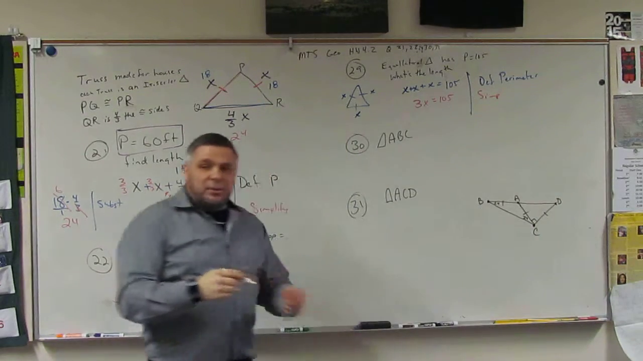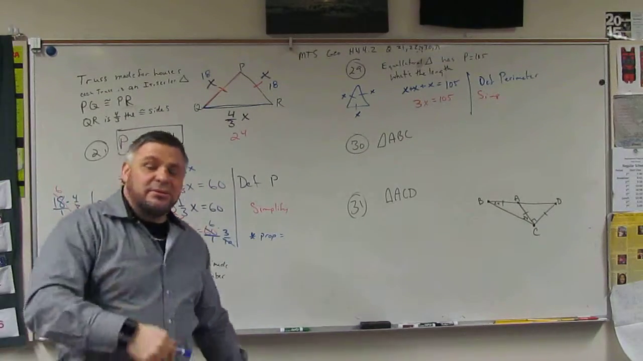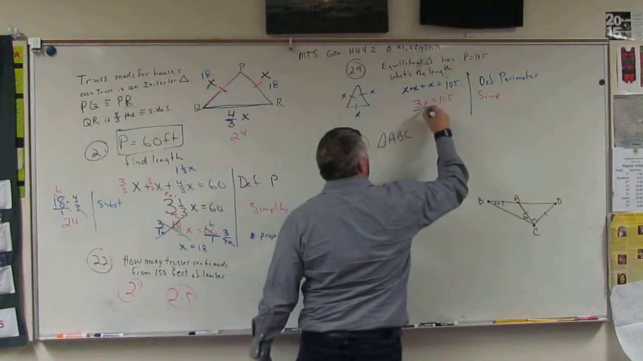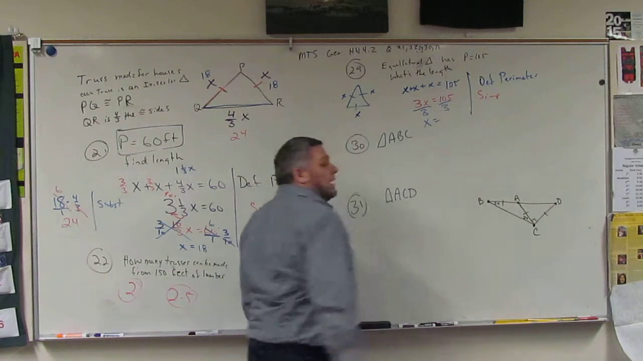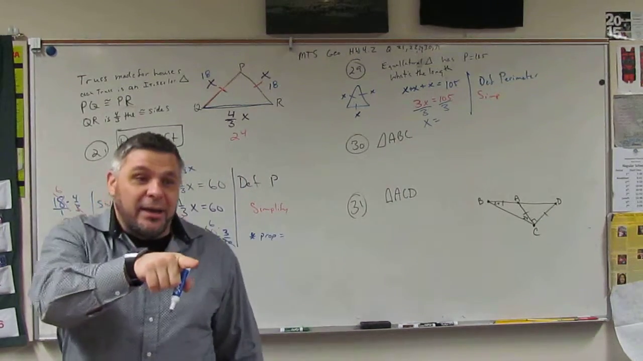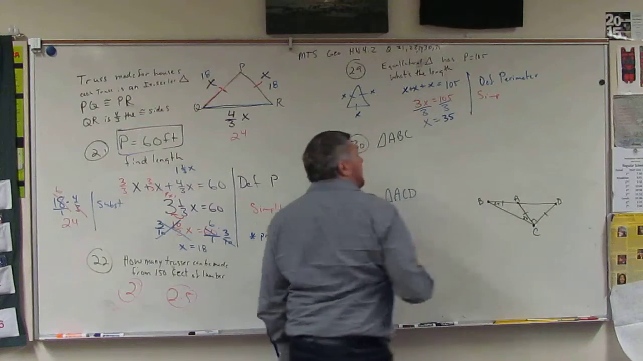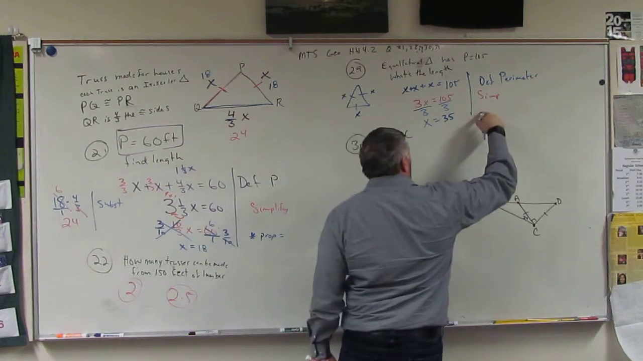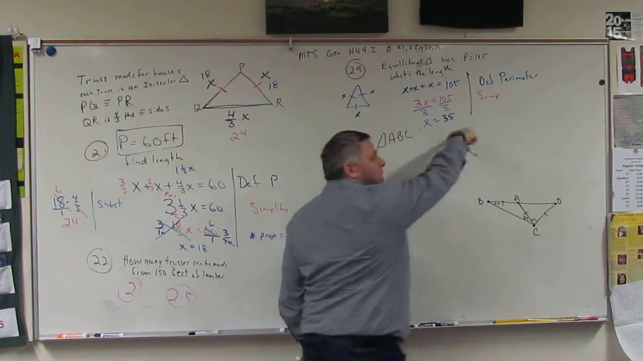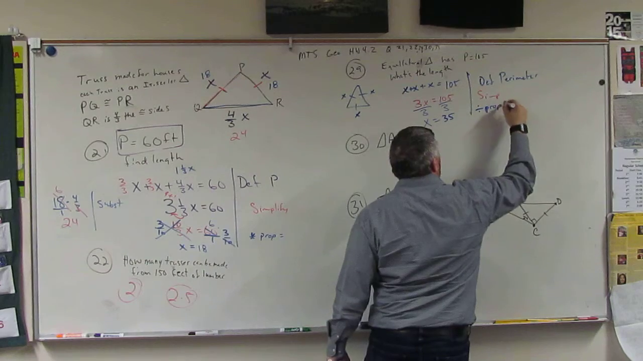And then what do we do? We solve. And how do we solve? Division. Always the opposite. So, what? 35? Yes. So that means each side is 35 feet. And then what property is that? Division property of equality.